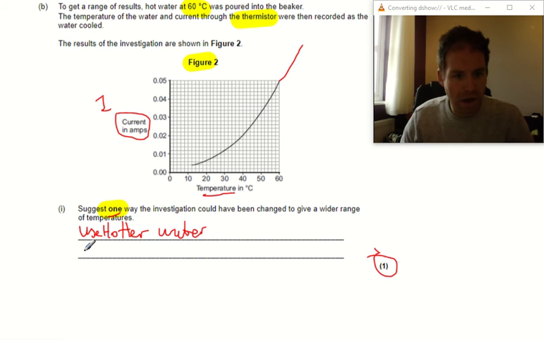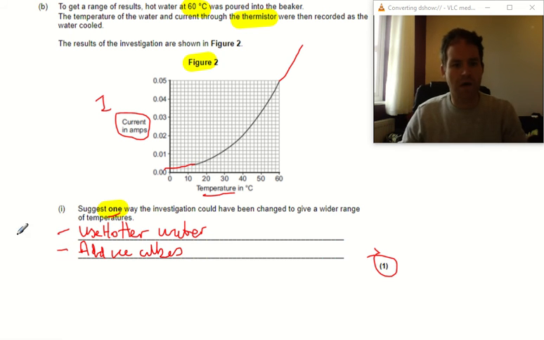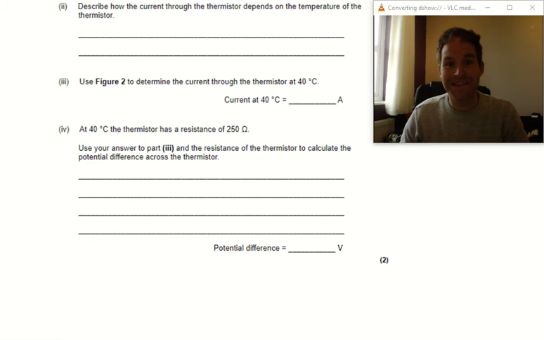Or we could have added ice cubes to bring the temperature down further this way. Both ways would have done it, but only one of them gets you the mark, because it's only worth 1 mark on this question. So that takes us to part 2.